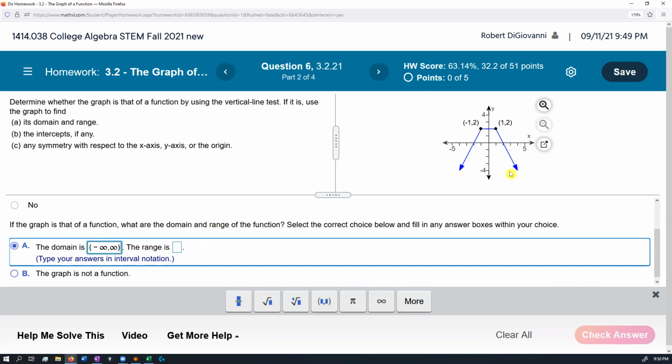And then the range, again, the y values go forever. So it goes from negative infinity all the way up to the highest y value, which is 2. And it actually makes it to 2. So I put a bracket.